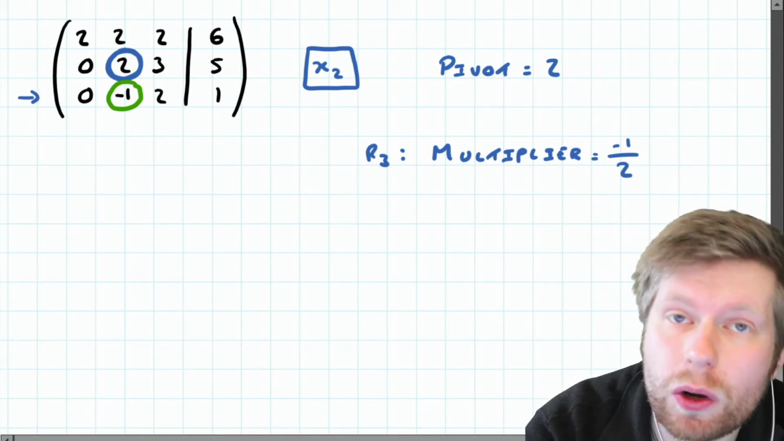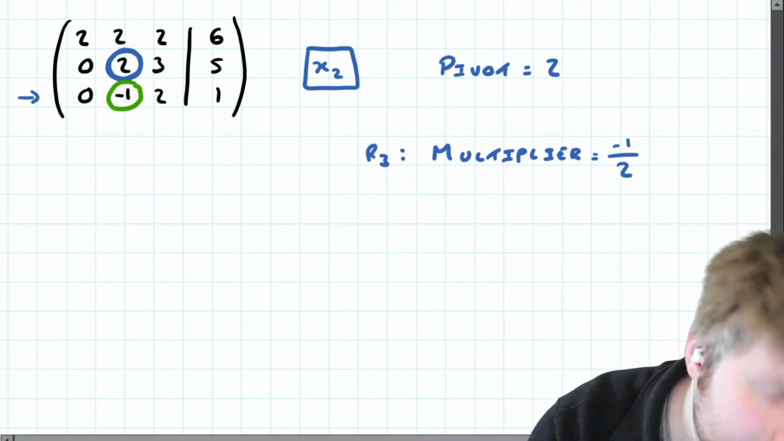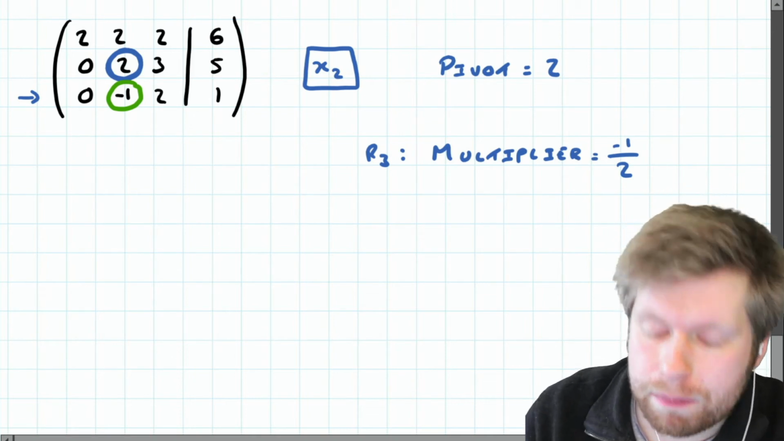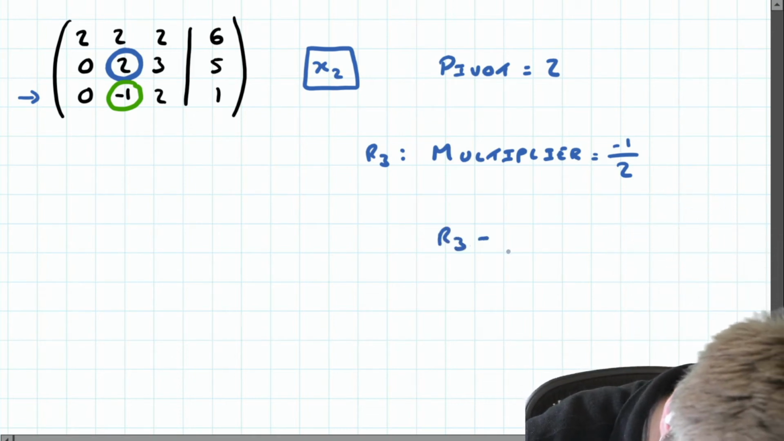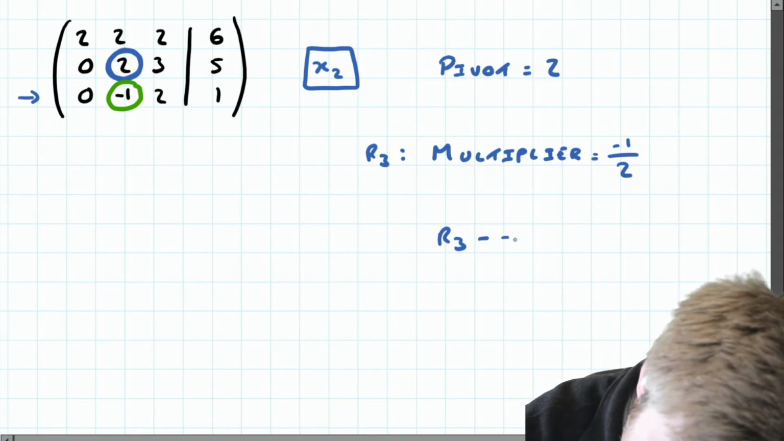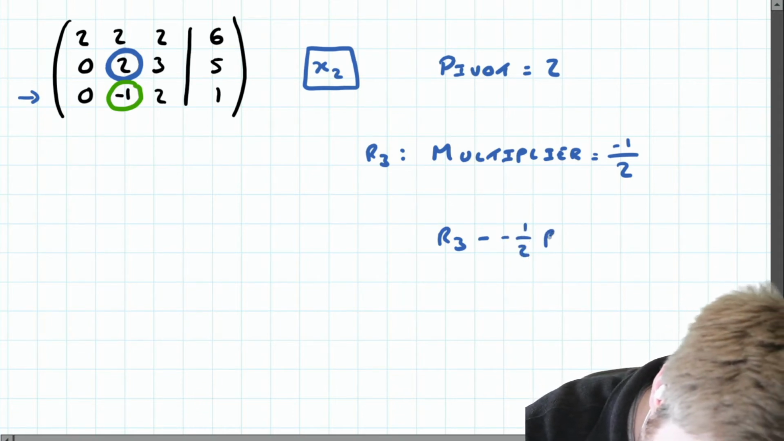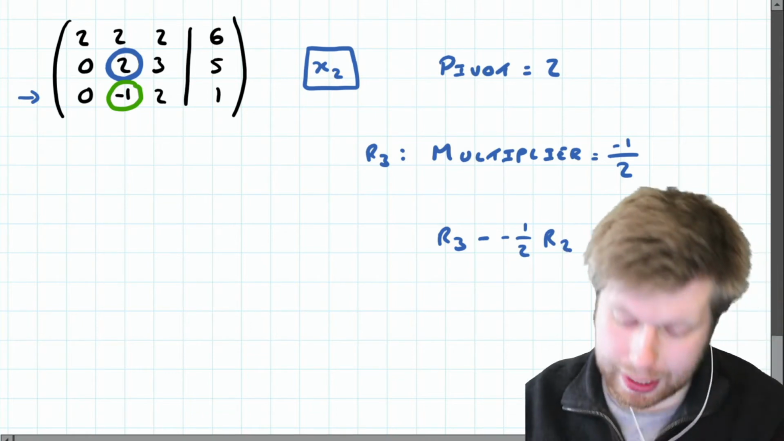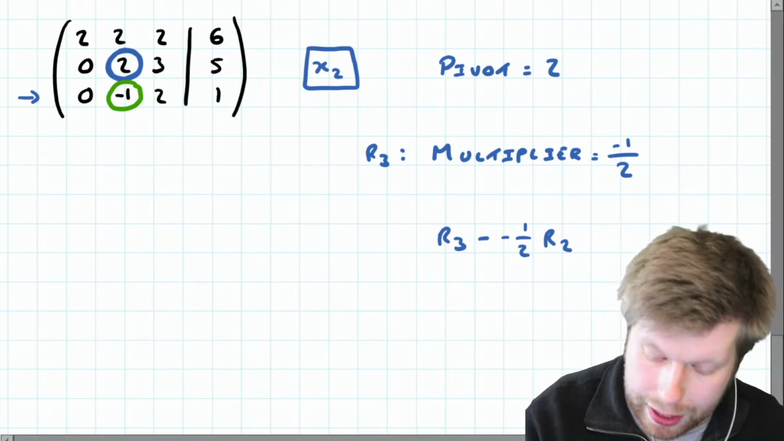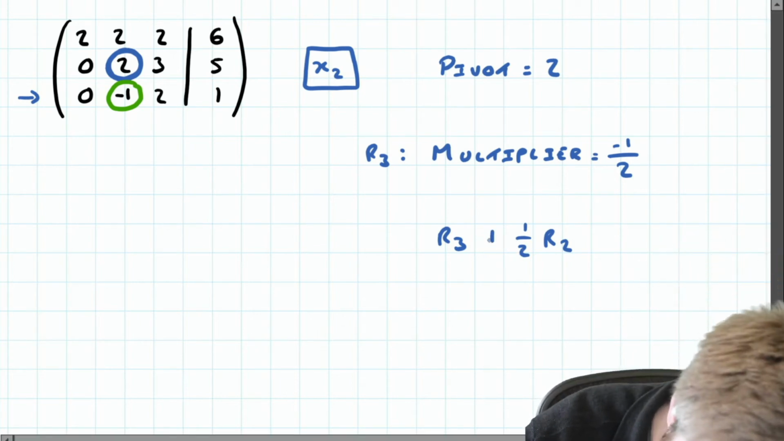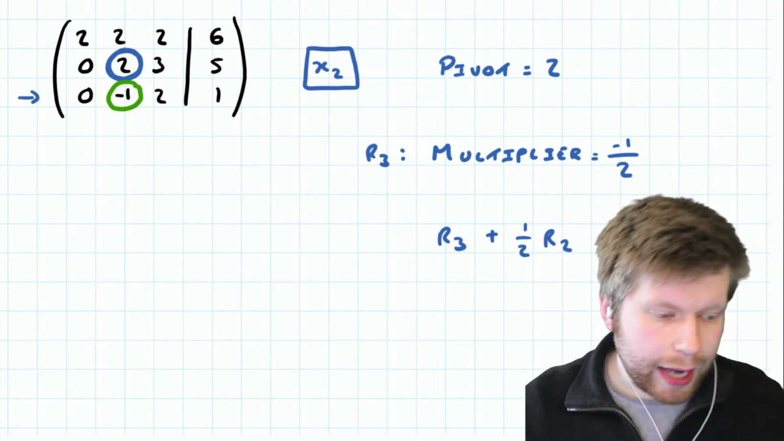In other words, in order to get rid of this element here, the -1 in row 3, I need to take row 3 and take away -1/2 of row 2. Okay, so that's how I get rid of the element in row 3. Now, of course, taking away a negative is exactly the same as adding a positive. Okay, so let's figure that out.